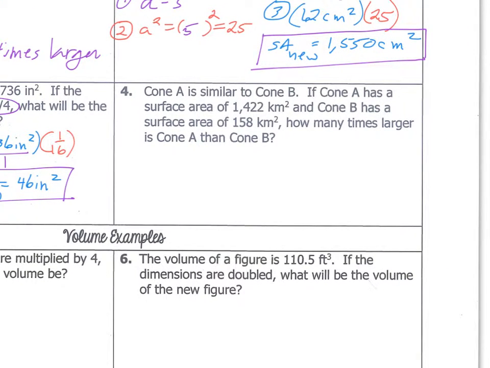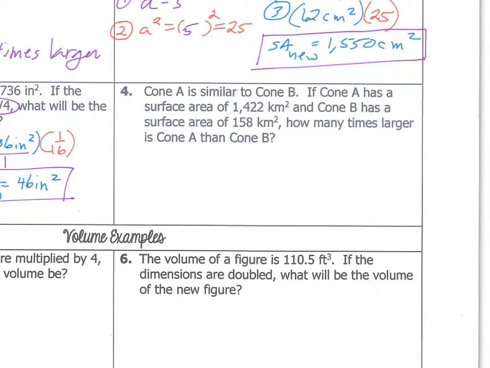Look at number 4. Cone A is similar to cone B. So now we have similar figures. That means that all their dimensions are proportional to each other. So if cone A has a surface area of 1422 and cone B has a surface area of 158, how many times larger is cone A than cone B?